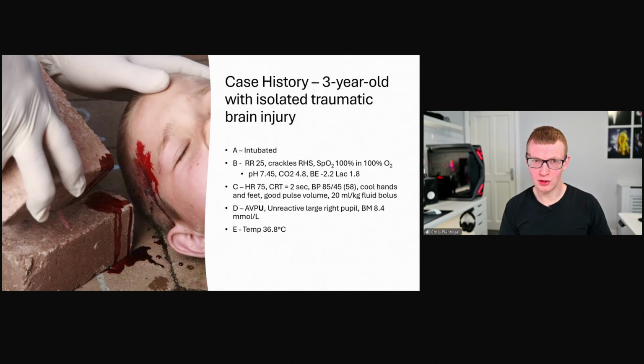Gas is good. The CO2 is at the low end of normal, just where we want it. In terms of the cardiovascular system, they are a little bit bradycardic at 75, but we've got an appropriate blood pressure per age, and they have had 20 mls per kilo of fluid resuscitation. They're unresponsive, they've got a blown right pupil, and they're normothermic.